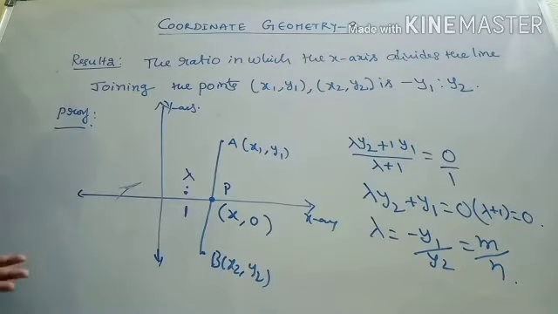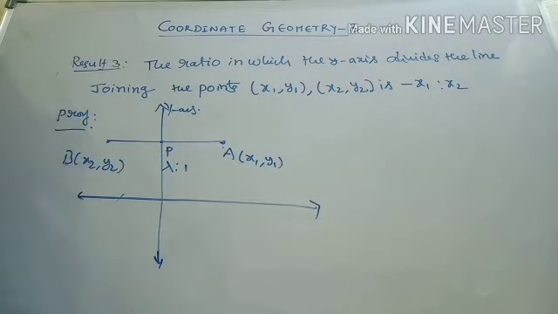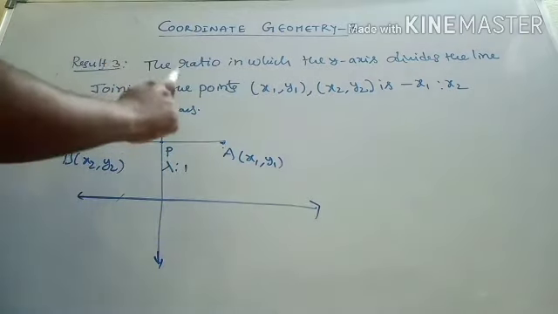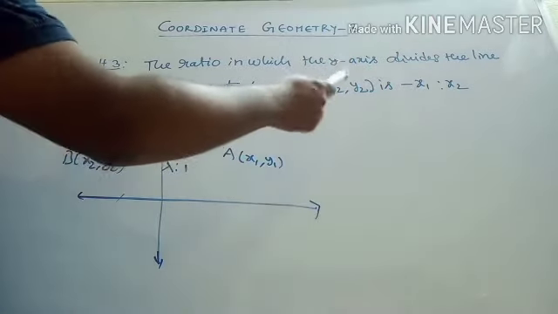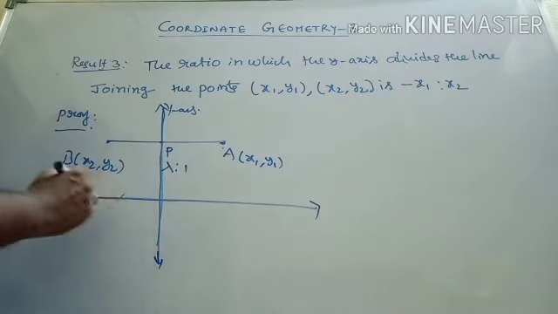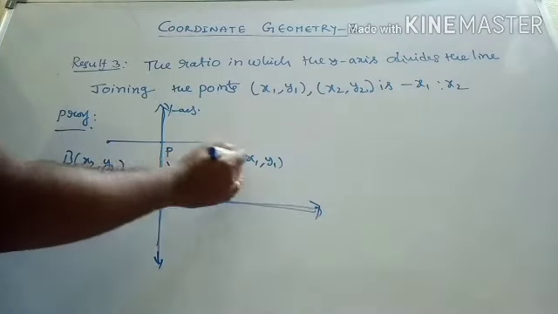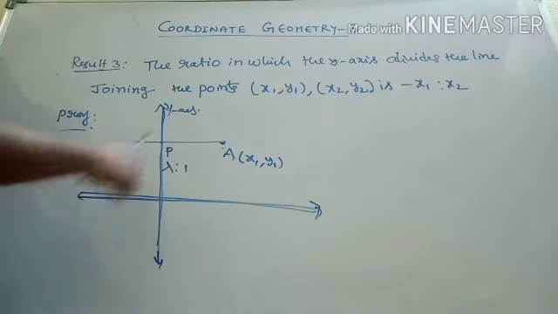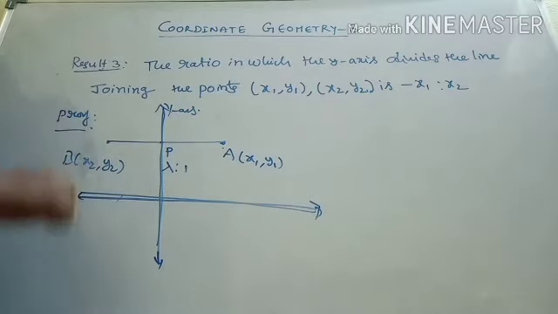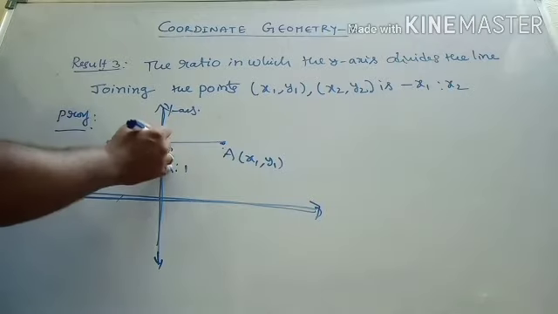Now the next result: if the line is divided by the y-axis, then what is the ratio? Now the third result: the ratio in which the y-axis divides the line joining the points (x1, y1) and (x2, y2) is -x1 : x2. It is very similar to the previous result. In this graph we have taken points A(x1, y1) and B(x2, y2), which you can take anywhere such that the line joining them is divided by the y-axis. That is our major concern.